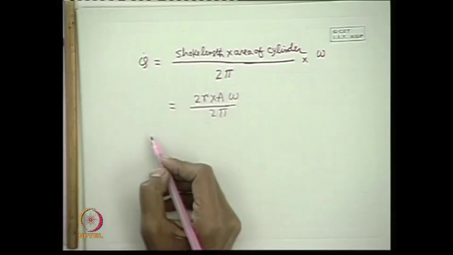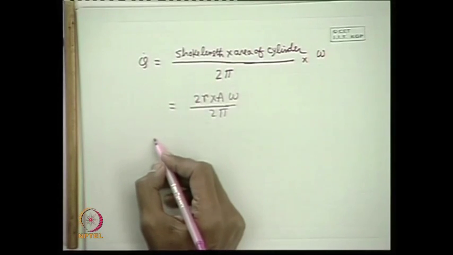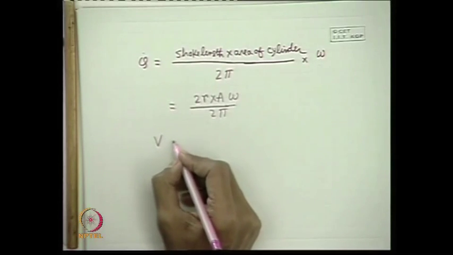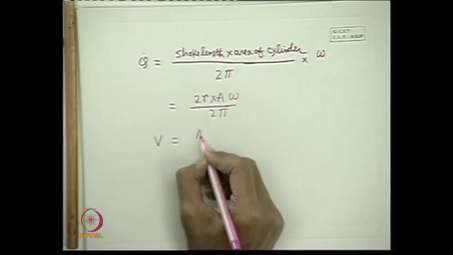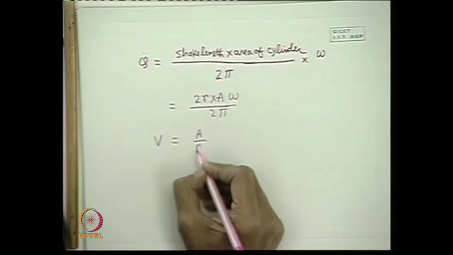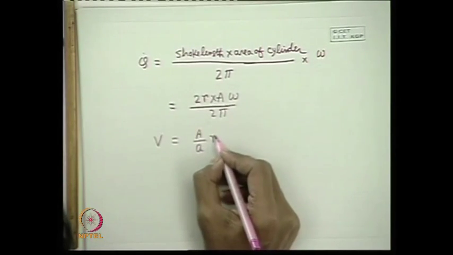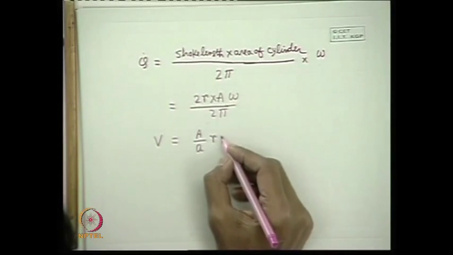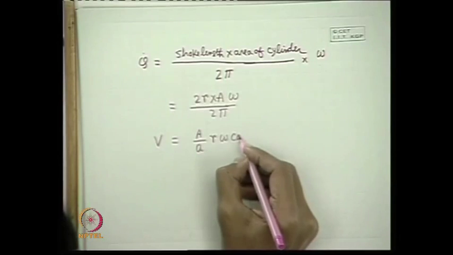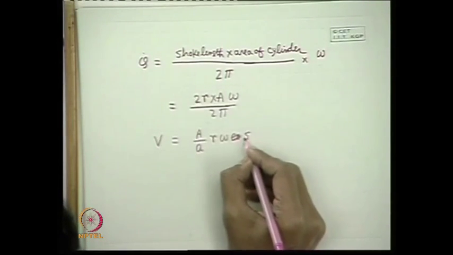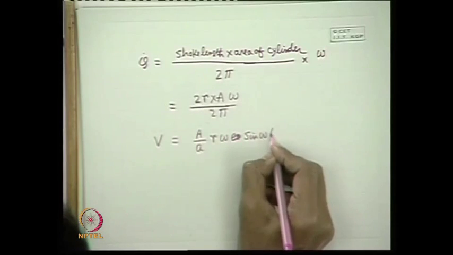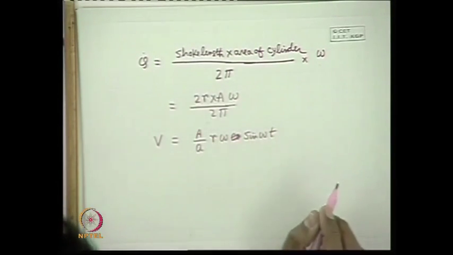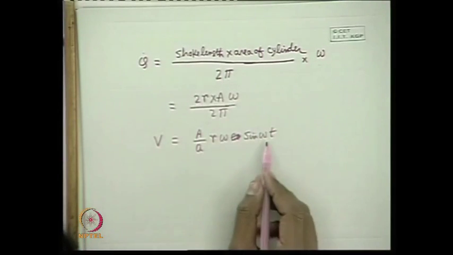But what is the instantaneous discharge? If you remember, what was the instantaneous velocity in the delivery pipe? V is A by a into R omega sin omega t, okay? R omega sin omega t, all right? So, this is the instantaneous velocity.